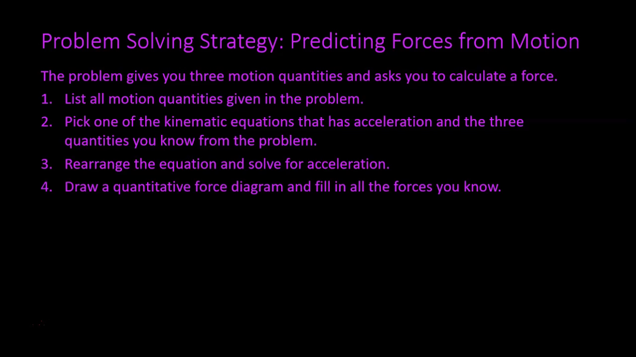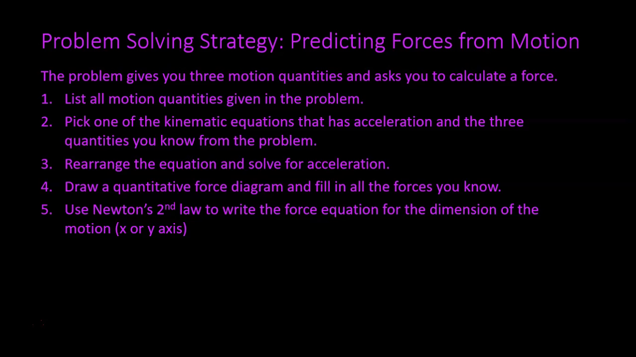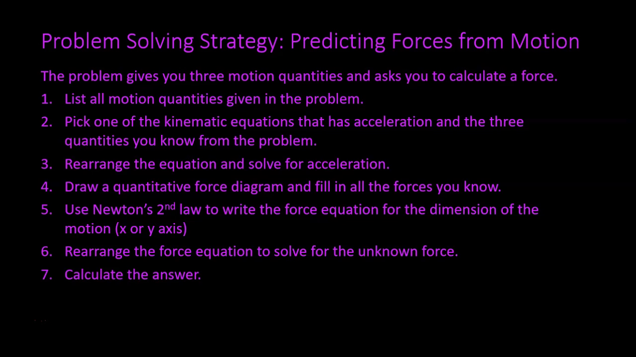Once you have acceleration, draw a quantitative force diagram and fill in all the forces you know. Then, use Newton's second law to write the force equation for the dimension of the motion. Again, that's either the x or horizontal dimension or the y, also known as the vertical dimension. Next, rearrange the force equation to solve for the unknown force. And finally, calculate the answer. Let's put this strategy to practice. A race car has a mass of 710 kilograms.